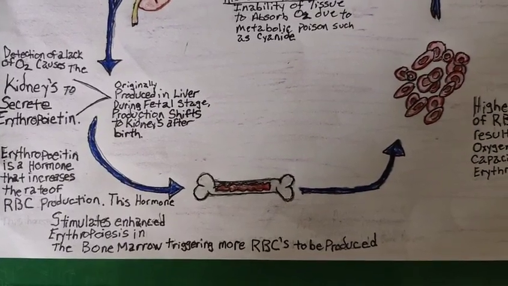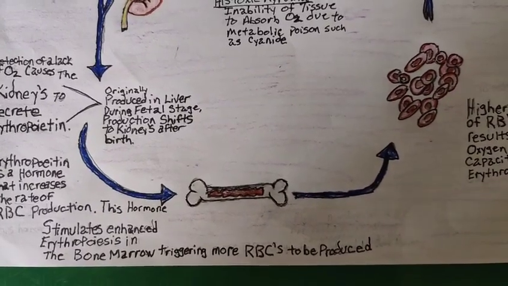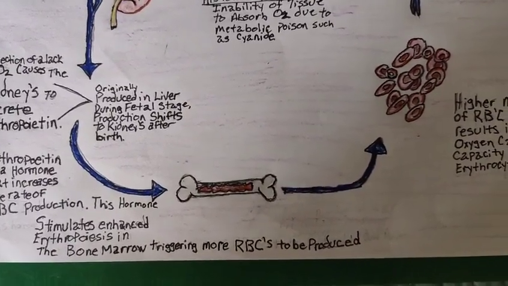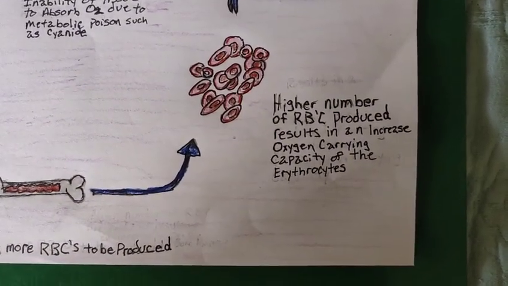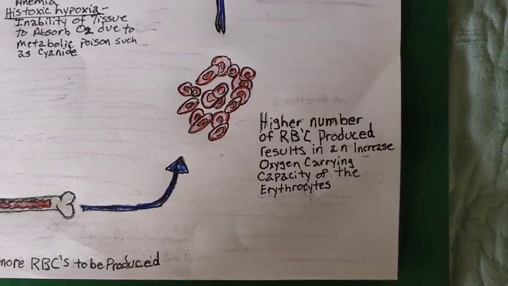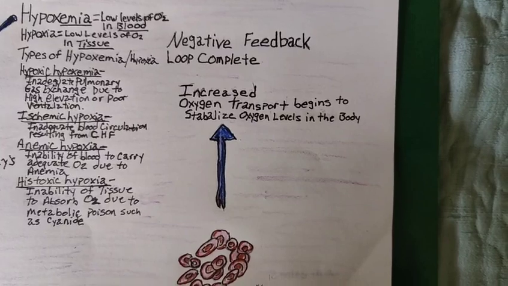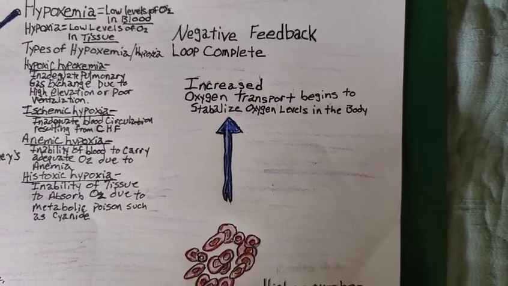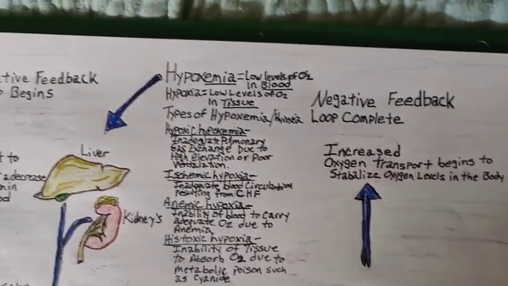This hormone stimulates enhanced erythropoiesis in the bone marrow, which triggers more red blood cells to be produced. A higher number of red blood cells results in an increase in the oxygen carrying capacity of the erythrocytes. This increase of oxygen transport begins to stabilize oxygen levels in the body, thus the negative feedback loop is complete.